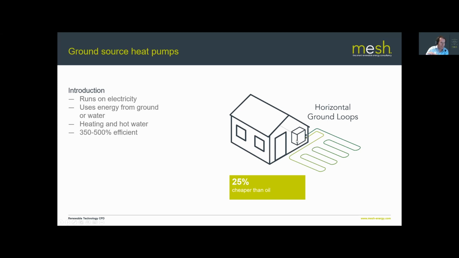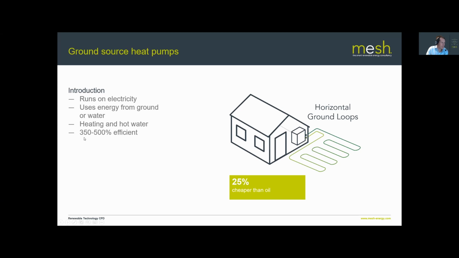So anybody who thinks that a ground source heat pump or an air source heat pump is new technology, I hate to tell you, it's not. Everybody has a heat pump already in their house. It's in your kitchen and it's your fridge and your freezer. They're both heat pumps. There's nothing new here. It's just the application which is different. So this is proven technology.